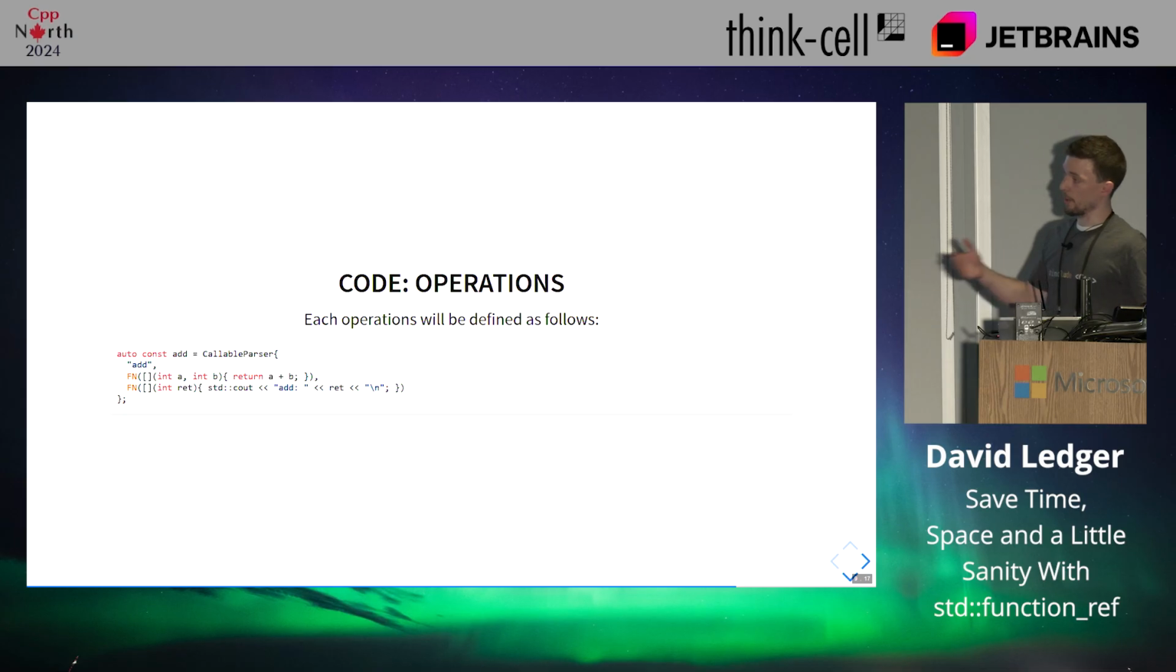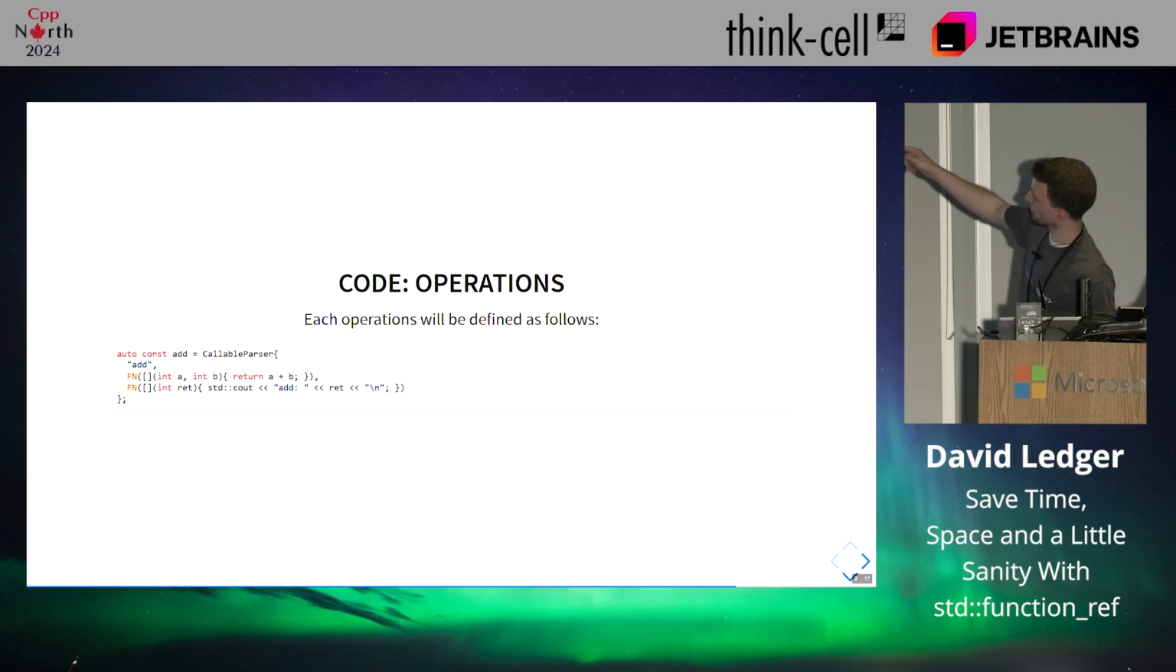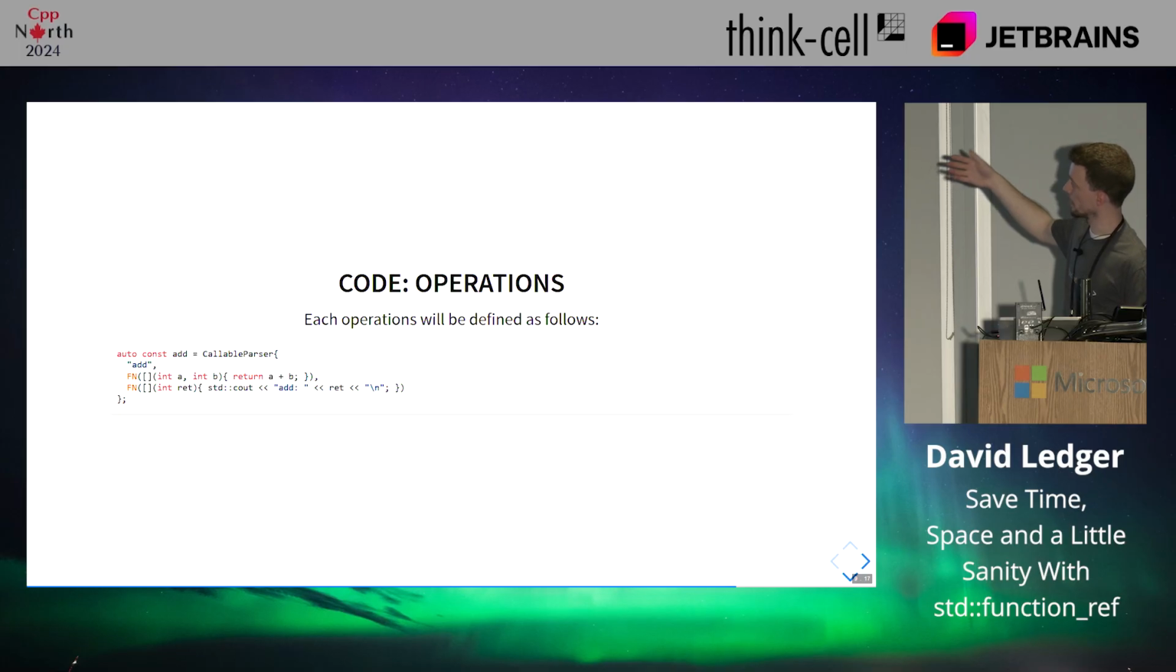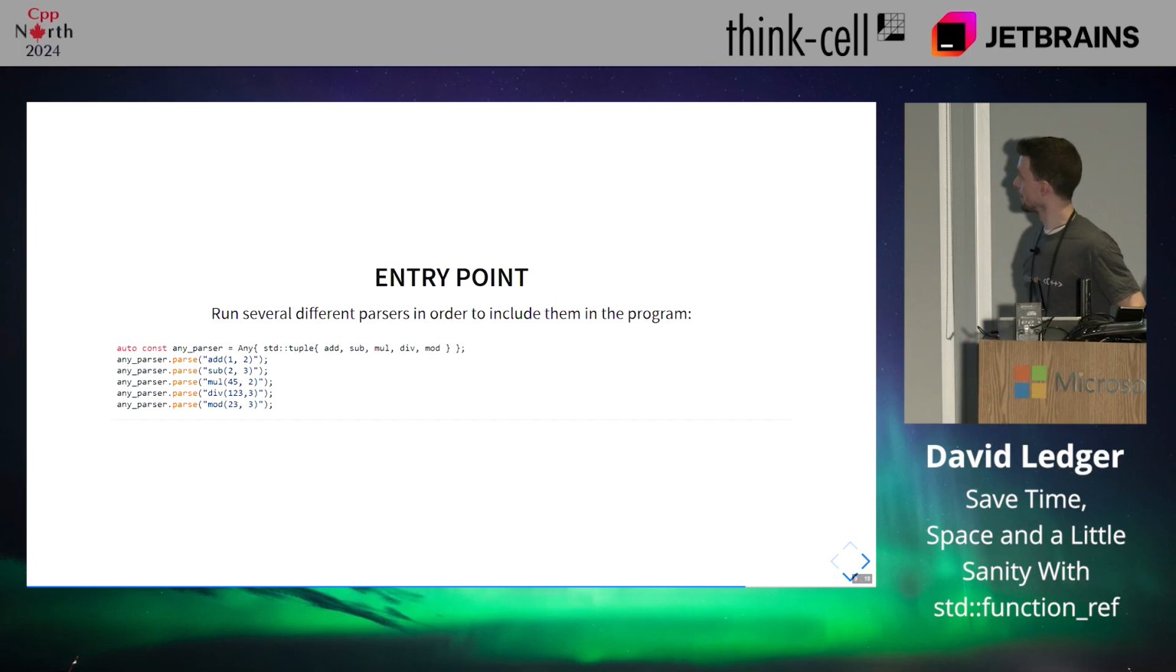We're going to define our operations with our callable parser class here. Each of them will be basically identical. The benchmark is set up so that fn here can be swapped with standard function ref or standard function, or just be used as a raw template. And this is how the benchmark will be set up. So the result of that first lambda is provided to the second lambda, which prints the result. So, okay, that's the setup of this benchmark.